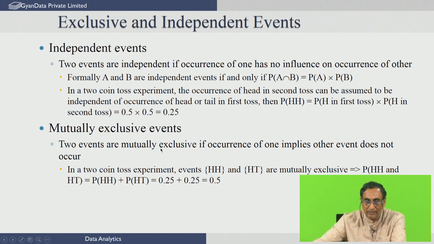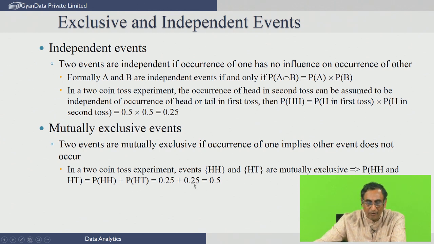Then A and B are called mutually exclusive events. One excludes the other; the occurrence of one excludes the other. So let us look at the coin toss experiment, again two coin tosses in succession. We can look at the event of two successive heads as precluding the occurrence of a head followed by a tail. If you tell me two successive heads have occurred, it is clear that the event of a head followed by a tail has not occurred. So these are mutually exclusive events.